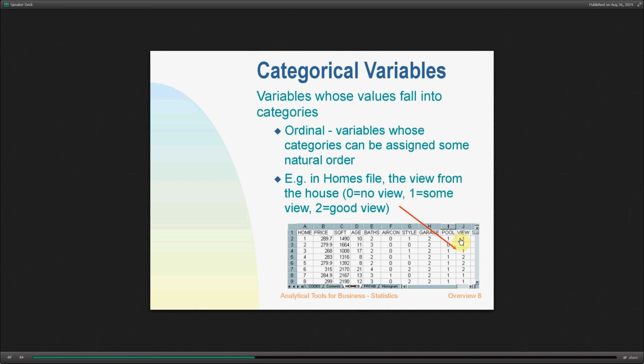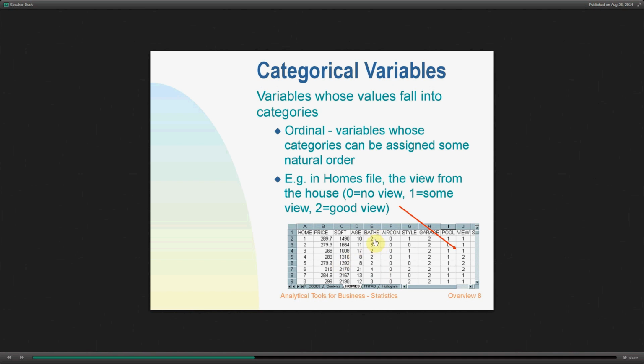So for example, let's look at view here, view 1, 2, 3. So view 1 might be nothing special. View 2 might mean a good view, and 3 might mean superior view. So in some sense, 1 is less than 2 is less than 3 here. That would be an ordinal variable. Or I guess it has no view, some view, good view, whatever.